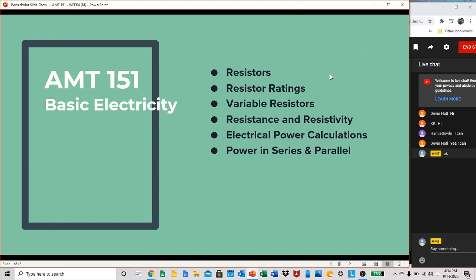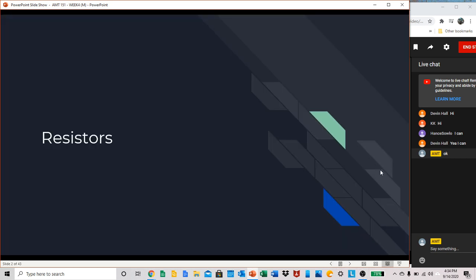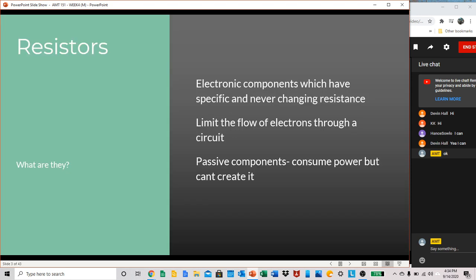Okay, so again, today we're going to be talking about resistors, resistor ratings, variable resistors, resistance and resistivity, electrical power calculations, power in series and in parallel. First, we'll talk about resistors. So what is a resistor?